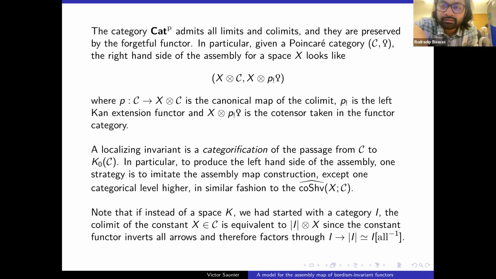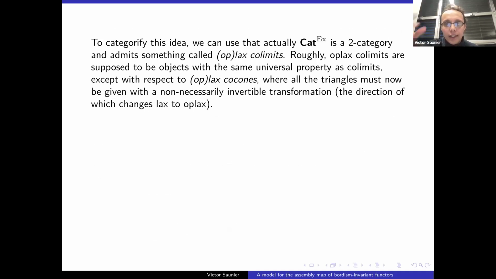But I don't want quite to copy Koshif's hat precisely because of this issue. There's another thing you could do, and this other thing is called oplax colimits. So what's an oplax colimit? Well, you have to use the fact that catex is not just a one category, it's a two category. In particular, I can ask them not that triangles commute, I can ask them to be prescribed some natural transformation that doesn't have to be invertible.